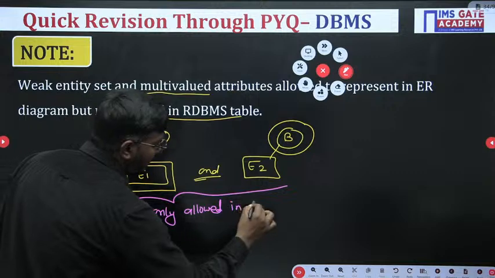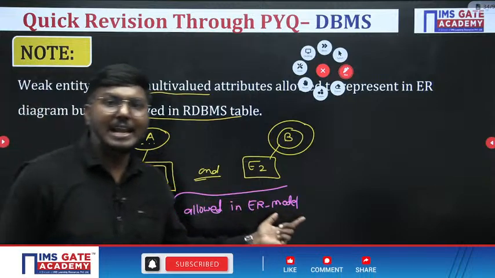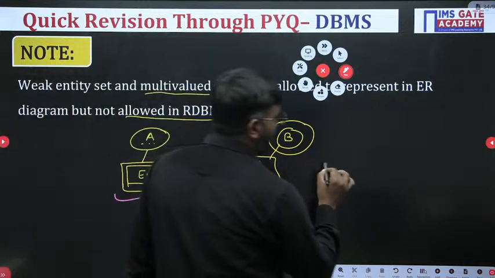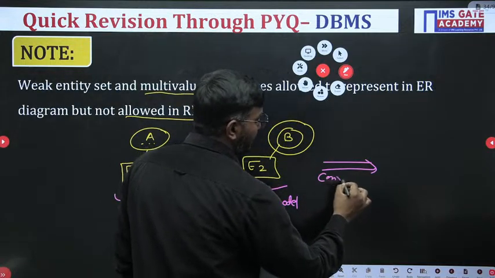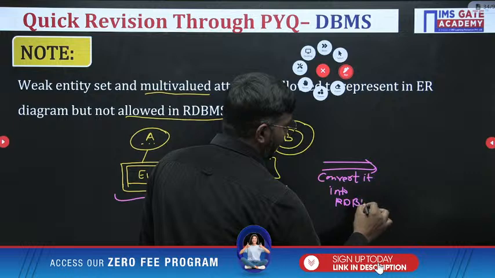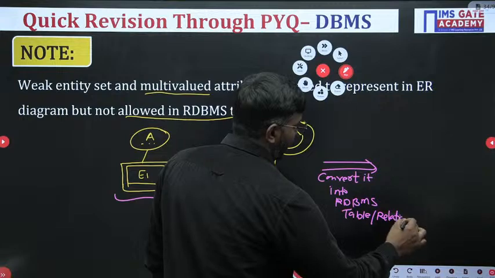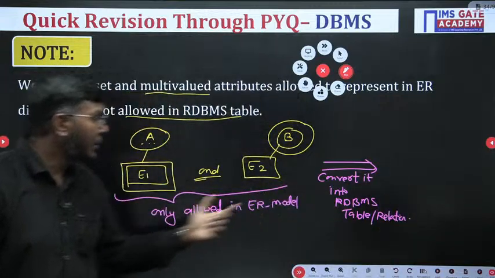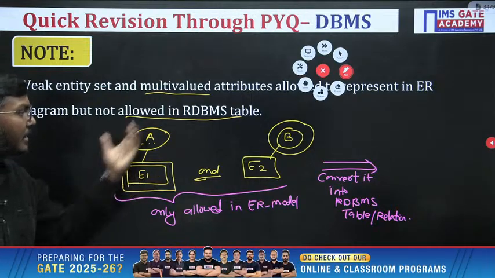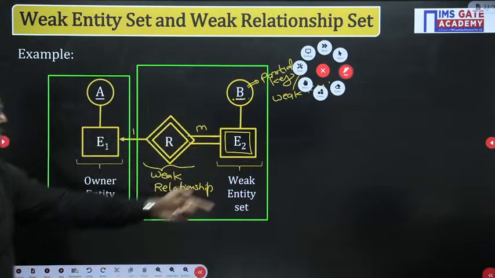in the ER model. Okay. So the ER model is nothing but the high level design of the database. Understood? This is only allowed in the ER model. So if you convert this into an RDBMS table or relation, then during this conversion you need to resolve the weak entity sets problem. Means you need to convert this weak entity set into a strong entity set. How to convert? Simple, merge the relationship set into a single table, it will become a strong entity set.